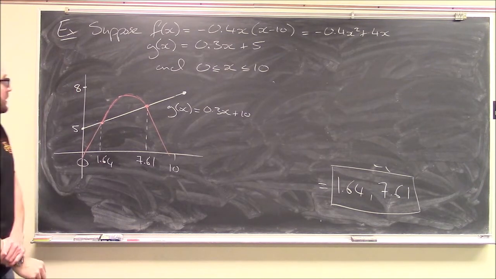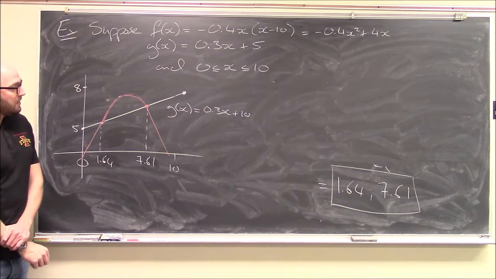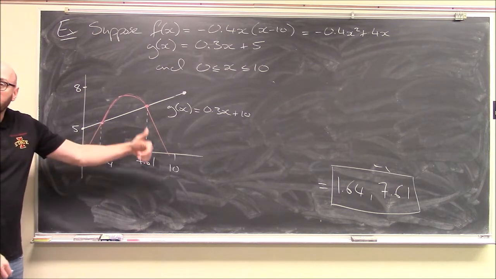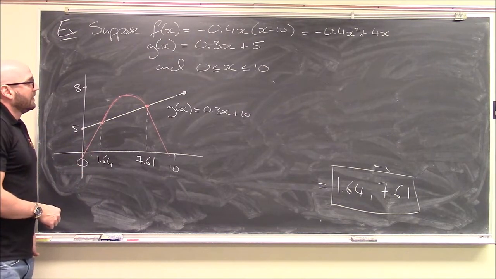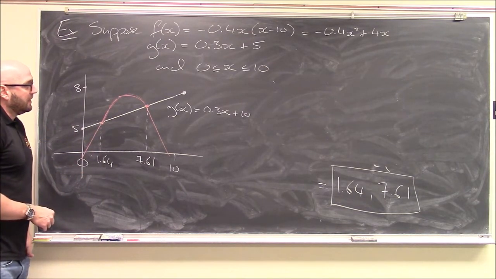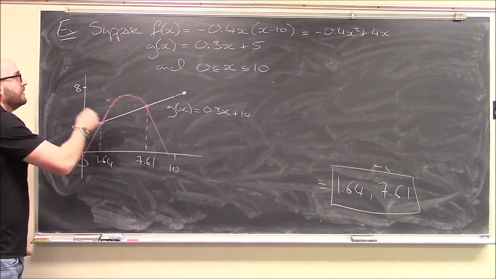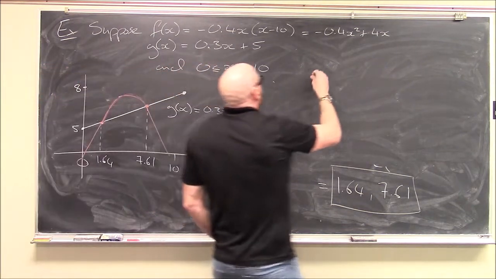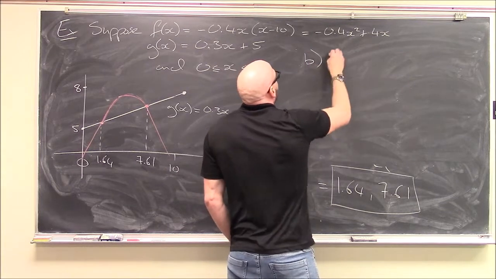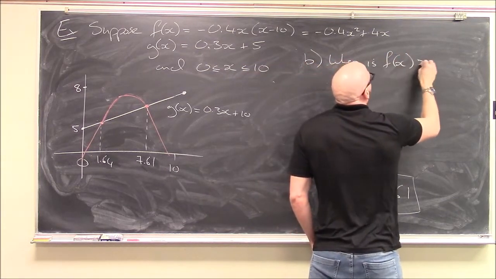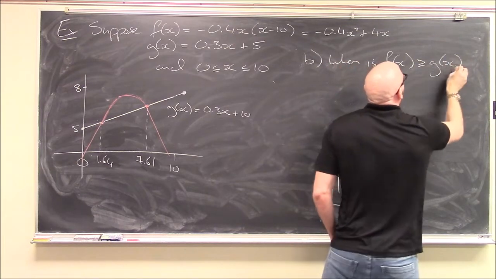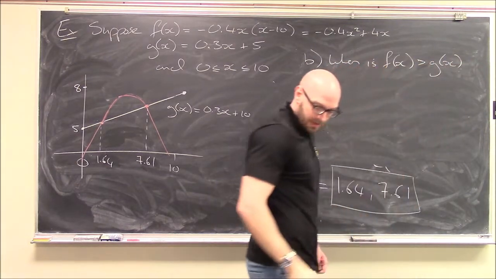Why are we doing this? Well, this might sort of correspond to some sort of cost functions. You might be asking, what's my break-even points? When is the revenue positive, or something like that? So here's the next question, part B. When is f of x bigger than, actually, let's just go strictly bigger than g of x?